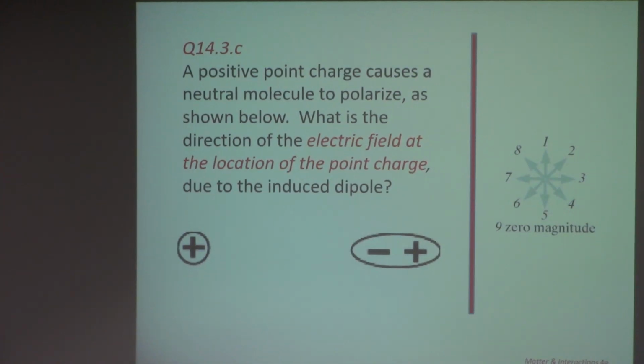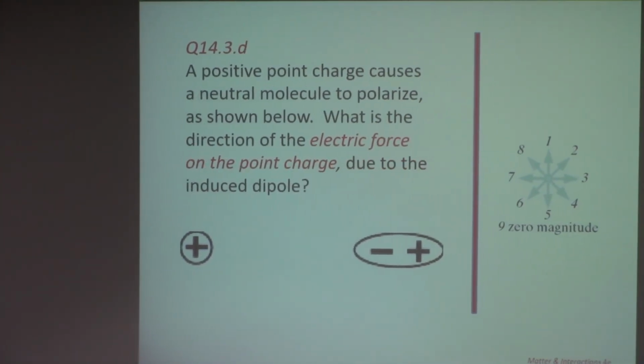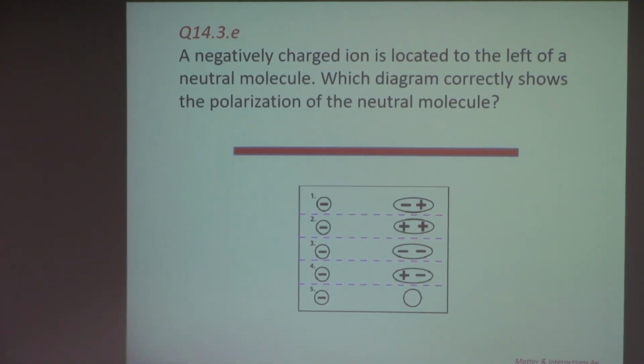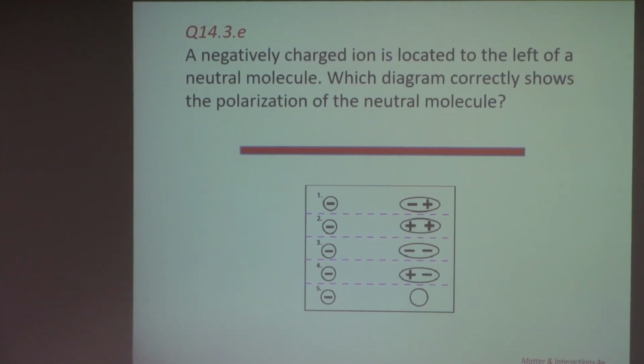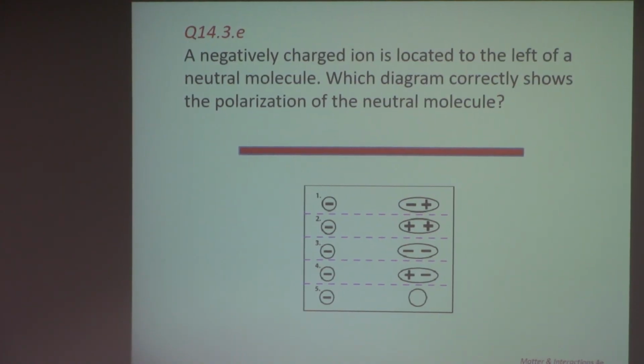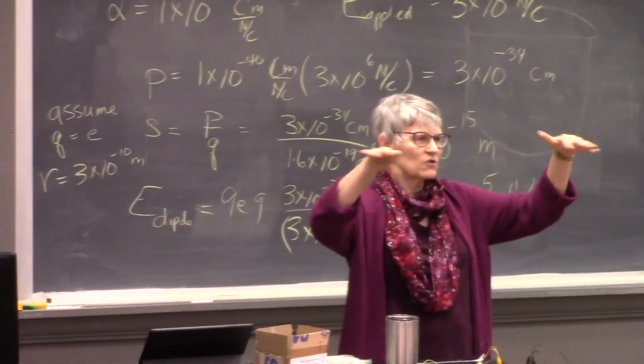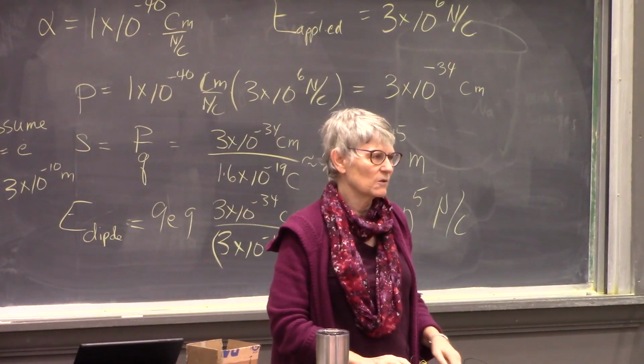So what if the charge is negative? How does the molecule polarize in this case? Yeah, it polarizes that way. And that's going to be attractive, isn't it? So is it possible to polarize something in such a way that it'll repel? No. An induced dipole is always going to be attracted to the charge that makes the dipole, right?